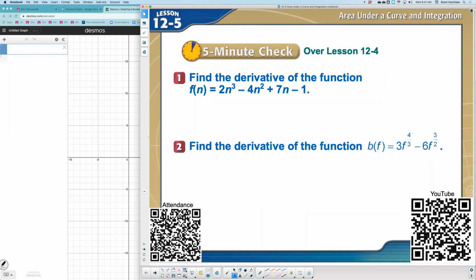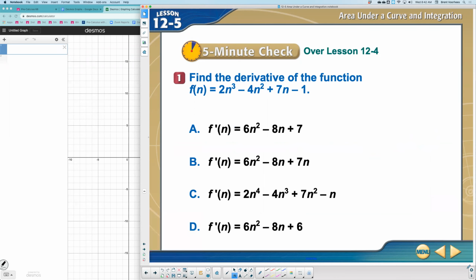Lesson 12.5, area under a curve and integration. We get into some fun mathematics today, but before we do so, let's go over a derivative again. If you remember, we last class learned about derivatives and how excellent of a shortcut derivatives can be for determining limits. So that's what we're going to look at here first.